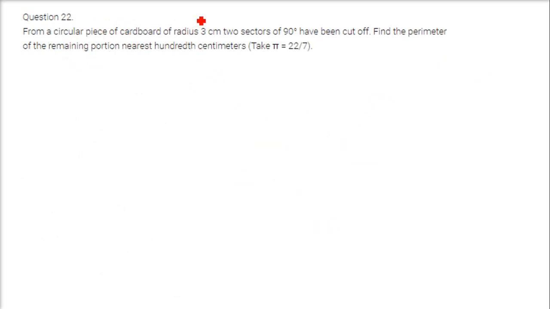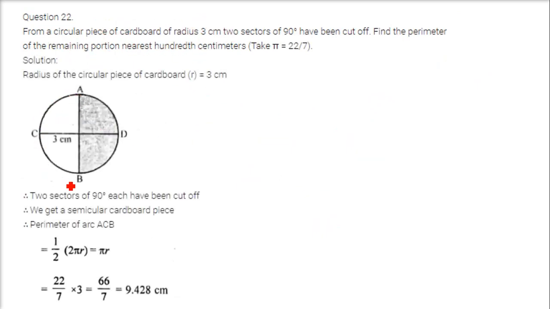From a circular piece of cardboard of radius 3 centimeters. So there is a circular piece of cardboard. The radius is 3 centimeter. 2 sectors of 90 degree, that is 2 sectors. See, this is 90 degree sector and this is another 90 degree sector. So 1, 2, these are 2 sectors being cut off. So half of the circle is taken off, so only semicircle will remain.